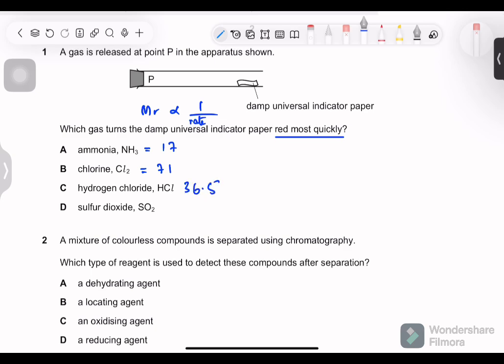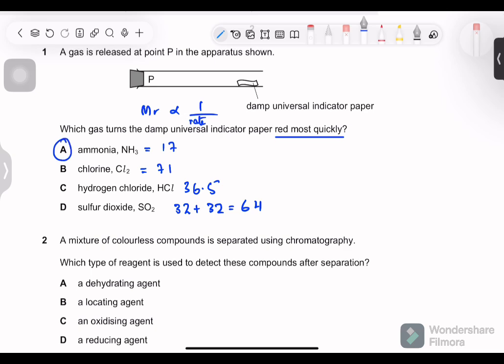Sulfur dioxide should be 32 plus 32. So this should be 64. So technically, the answer should be A.